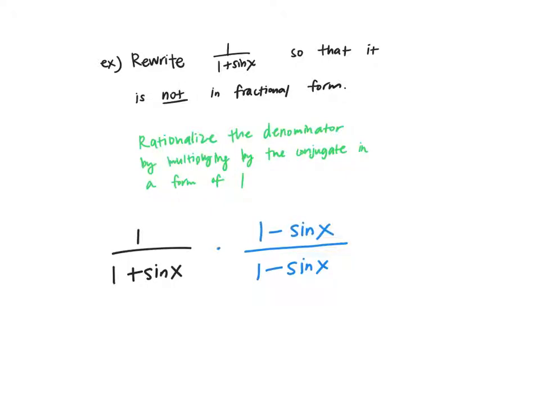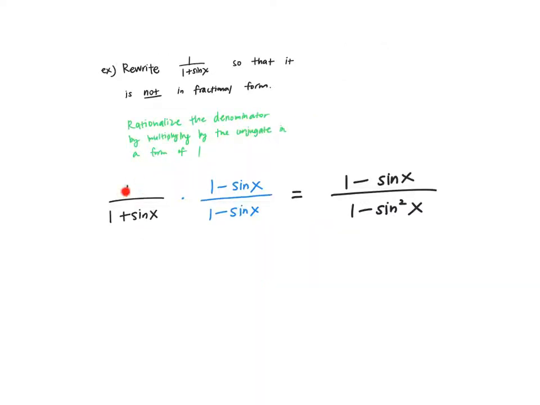So I multiply by 1 minus sine of x over 1 minus sine of x. When I multiply straight across, 1 times 1 minus sine of x gives me 1 minus sine of x. And 1 plus sine of x times 1 minus sine of x, because these are conjugates, when I FOIL, the middle terms cancel out, and I end up with 1 minus sine squared x.